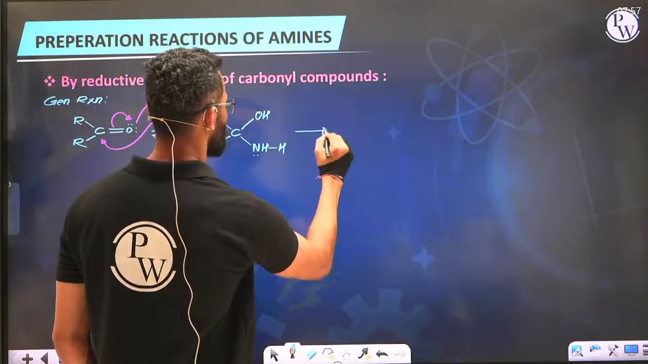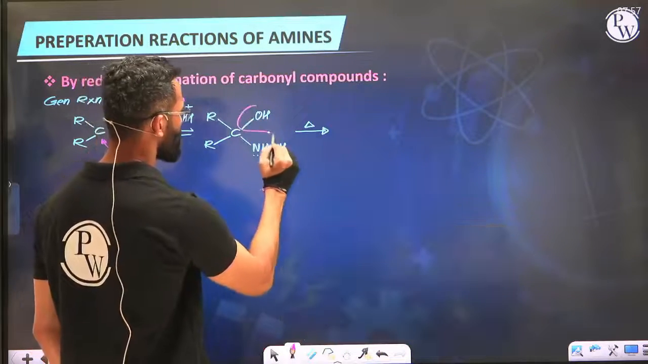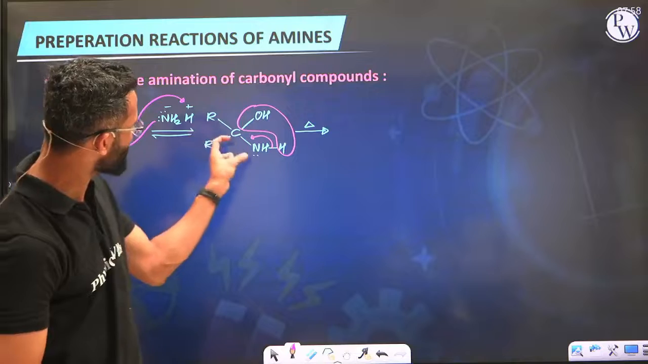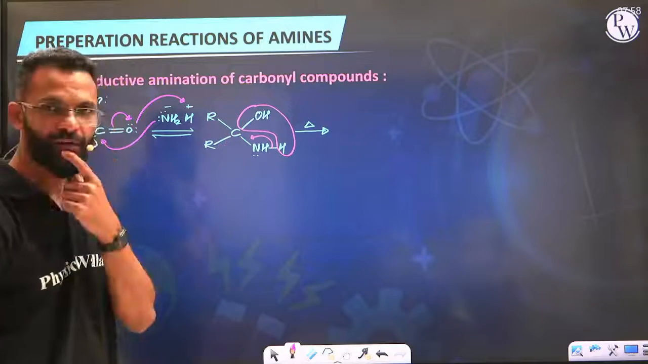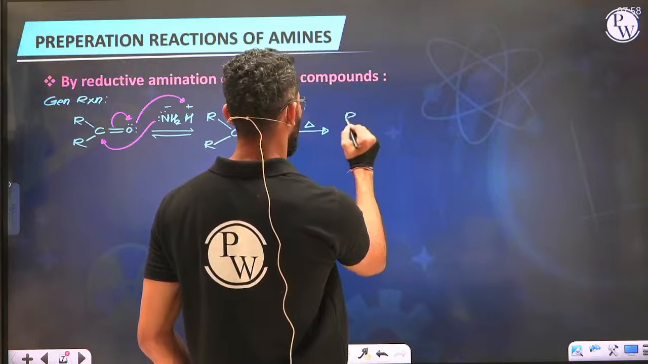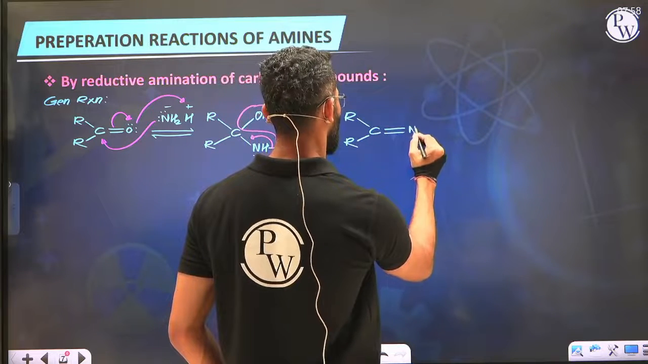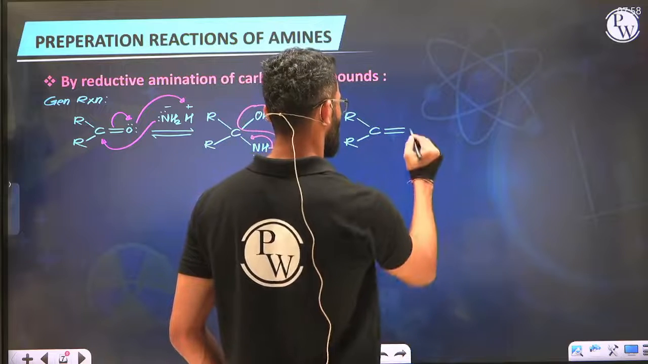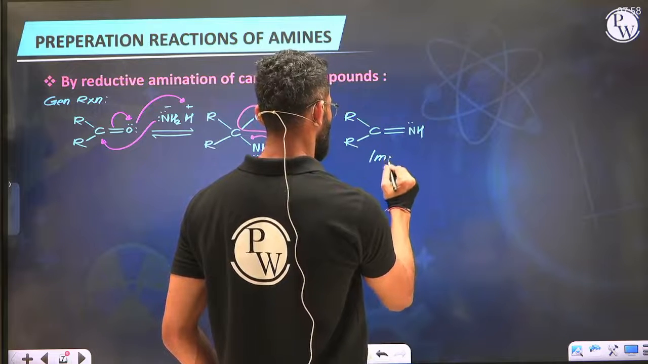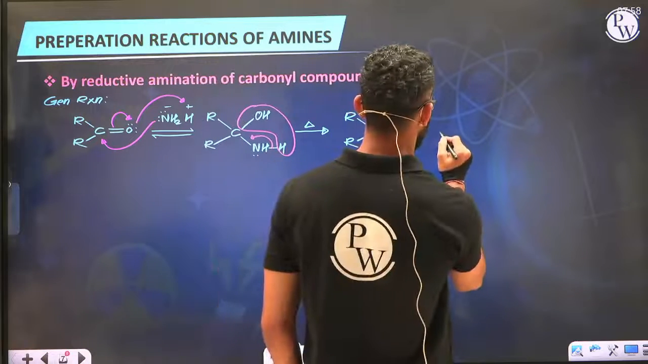Now this molecule is further heated. This upon heating eliminates a water molecule from here, so that the sigma bond will shift back between carbon and nitrogen to give you an imine type of compound, nitrogen doubly bonded to carbon. So what we have got here is R-CR double bond NH, that is imine, and this imine is further subjected to reduction.